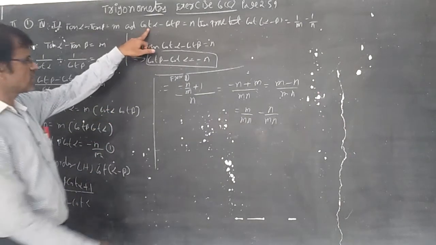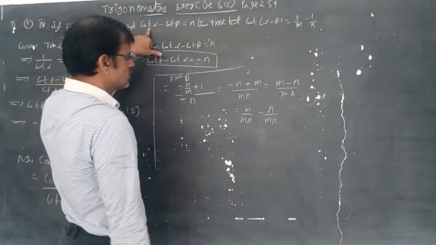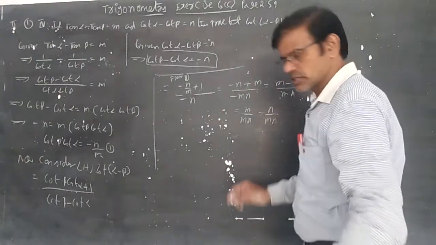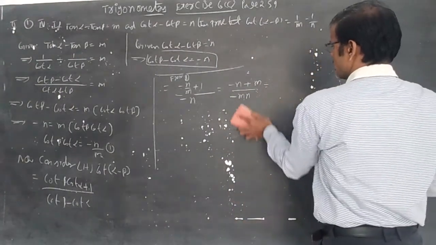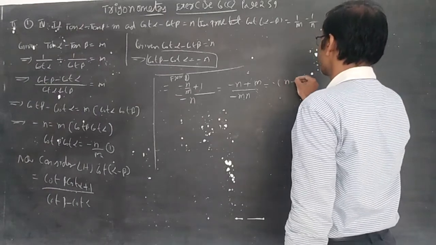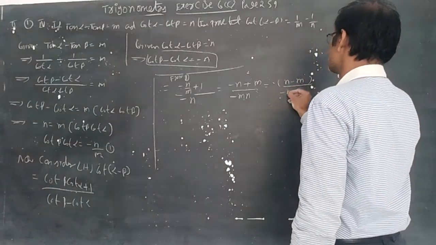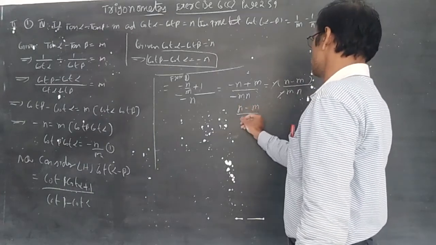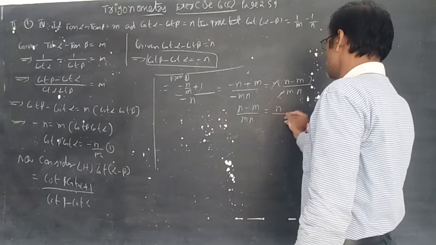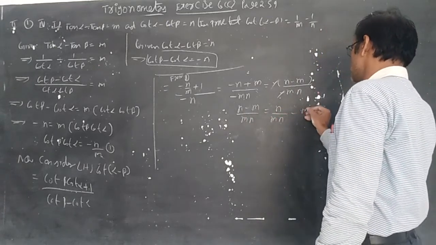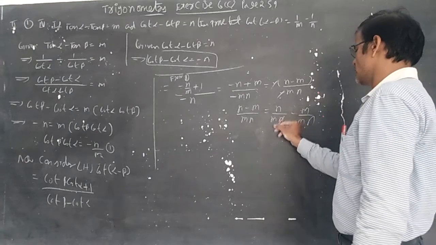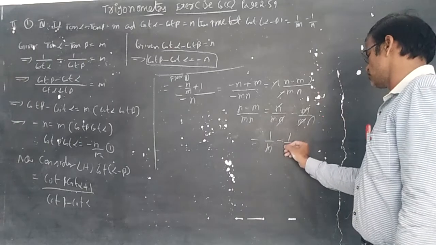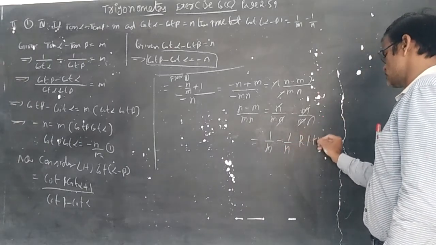So this is minus n, cot alpha minus cot beta, this is minus n. So minus mn. Better to write the next step like this: taking the LCM, minus of n minus m by minus mn, the minus signs cancel. Now you can write n minus m by mn, that is equal to n by mn minus m by mn. Here mn gets cancelled. So the value is 1 by m minus 1 by n. This is our answer.